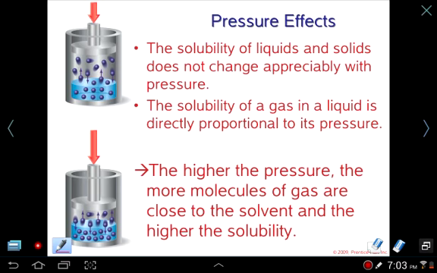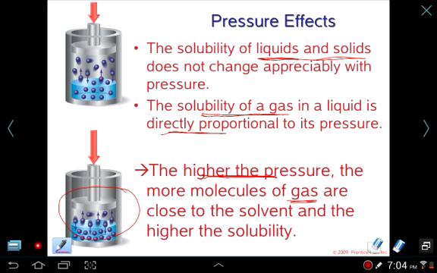Let's take a look at pressure effects. Really, pressure only affects the solubility of gases. It has really no effect on the solubility of liquids and solids, but it has a pretty big effect on the solubility of gases. And then technically, it is directly proportional. So the higher the pressure above the liquid, the more gas is dissolved. And this is really just logical. The more gas you have above, if you increase the pressure here, as in the bottom cylinder, you just have more gas above the liquid, so more of it gets dissolved.